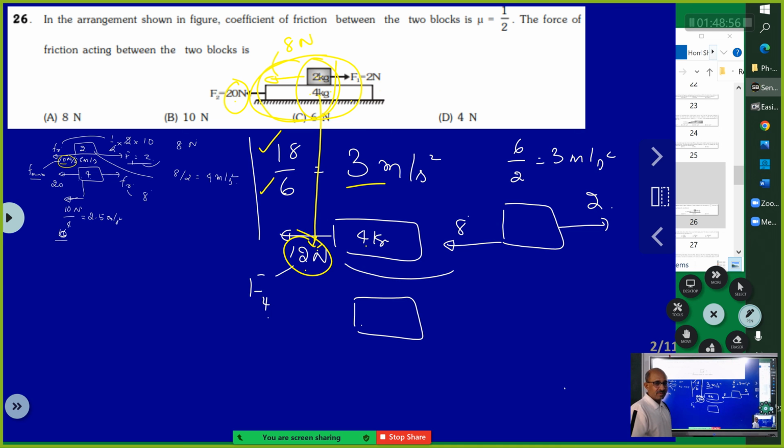Net force, and it's already accounted for. So 20 minus 8. Shall I proceed? This will be the case. No other case. What other case? They are doing 8 Newton. So A is the option. What else can we do? Nothing else. So this is how you have to tackle.